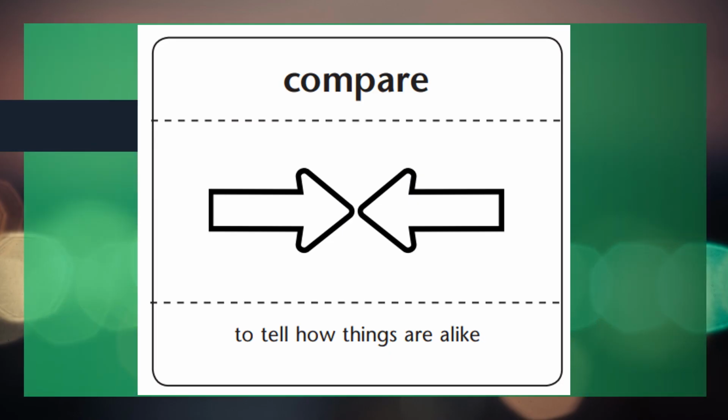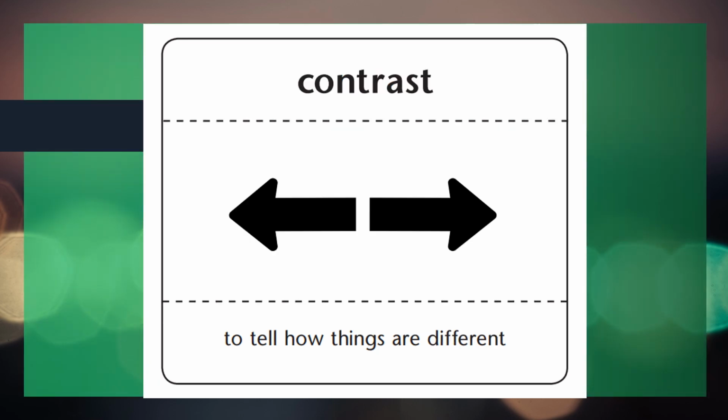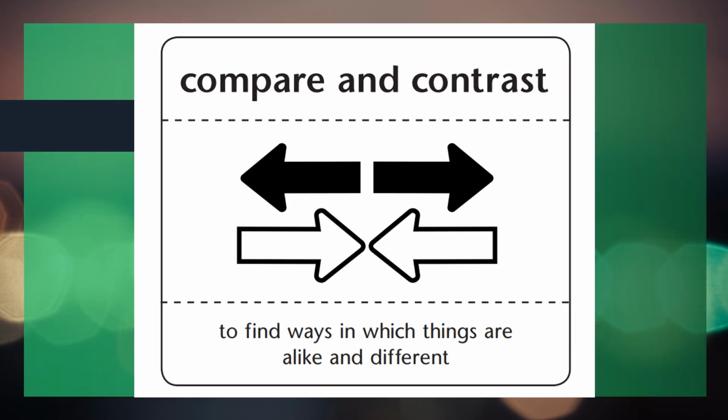First of all, we have to know what it means to compare. Compare means to tell how things are alike, so we see the similarities. Contrast means to tell how things are different. So for compare and contrast, we use it to find ways in which things are alike and different.